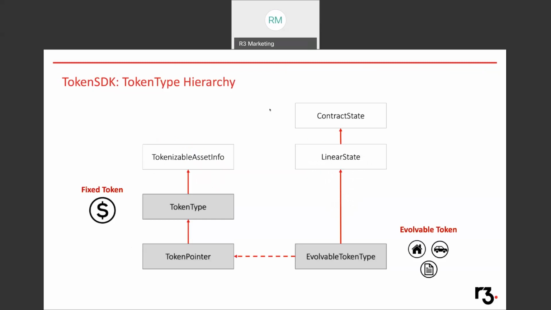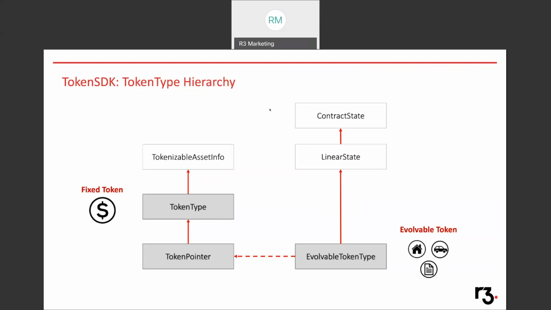Now, you might ask yourself, why would I use a fixed token type versus an evolvable token type, right? So a fixed token type is a representation that cannot change over time. And that's what we mean by fixed. For instance, if you have a token that represents $1 American, that will remain $1 American. The actual value of that doesn't change. It is still $1 American.